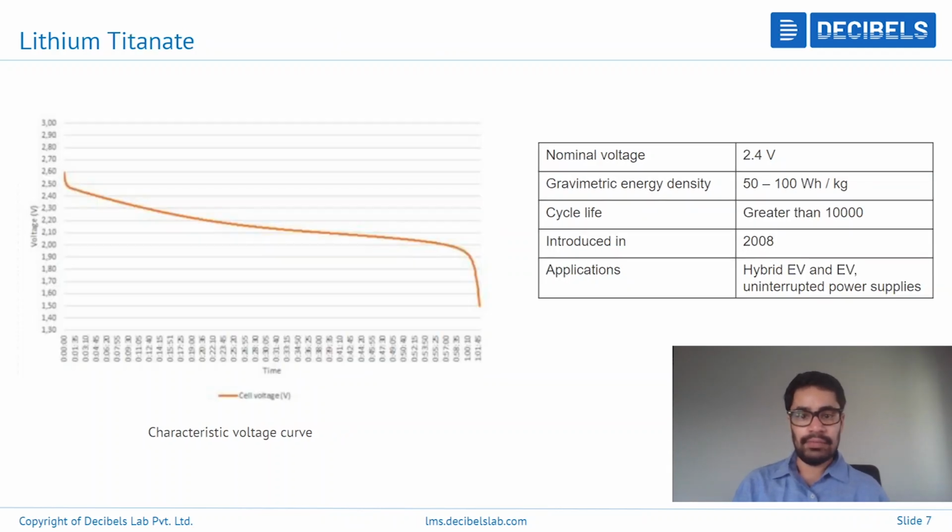Coming to the more modern chemistries, lithium titanate has been very recently introduced and has a nominal voltage of 2.4 volts and a gravimetric energy of 50 to almost 100 watt hours per kg. Although it has much lower energy compared to other lithium-ion chemistries, its cycle life is predicted to be much more than 10,000 to 12,000 cycles, giving it more than 10 years' worth of usage.